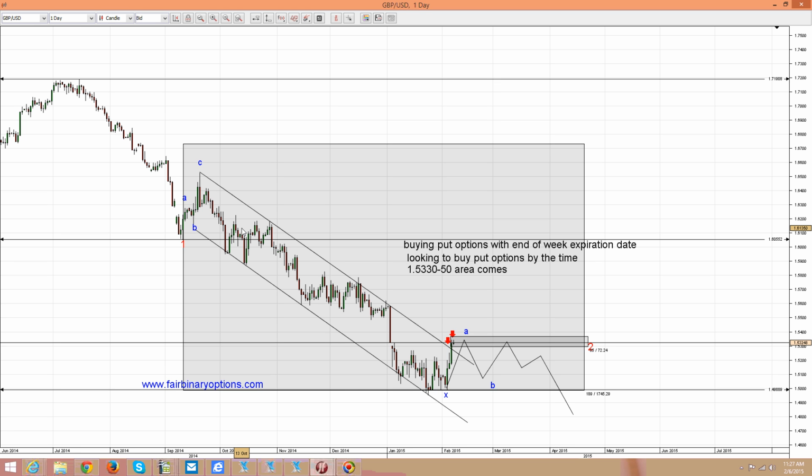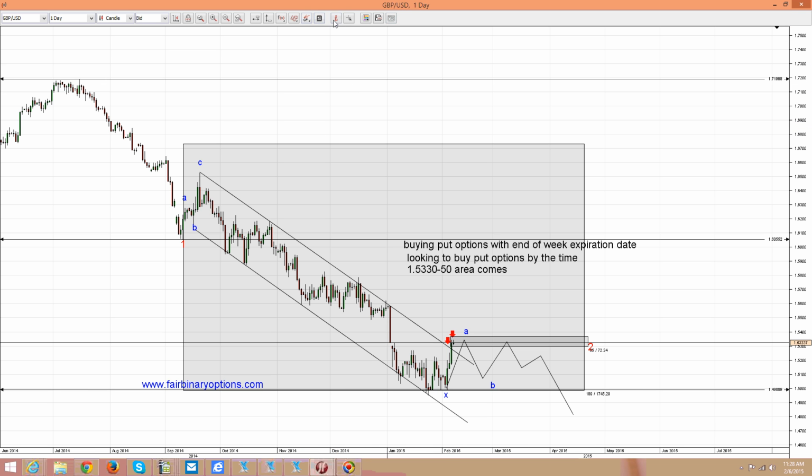I would like to continue this analysis as I'm still saying that this one is going to go to the downside, so put options will still be the case. Our recommendation yesterday was to buy put options with an end of week expiration date, by the time 53.30, 53.50 comes.